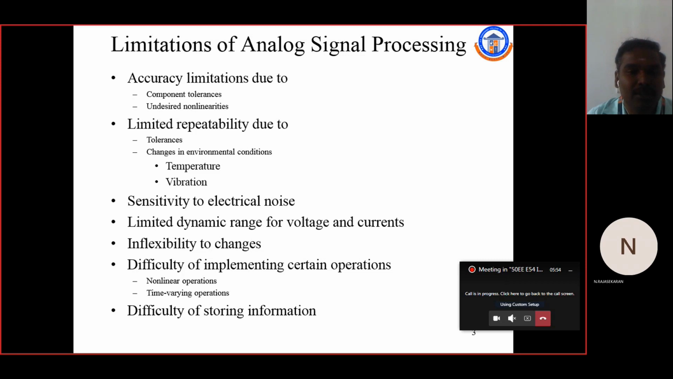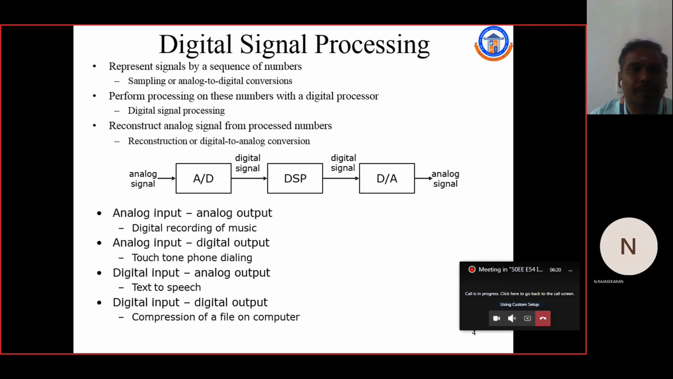There is a limited dynamic range for voltage and current, inflexibility to changes, and difficulty implementing certain operations such as nonlinear or time-varying operations. Then there is difficulty of storing information. In analog signal processing, the major problem is storing the data. These are the problems we face in analog signal processing. So now we go to digital signal processing.